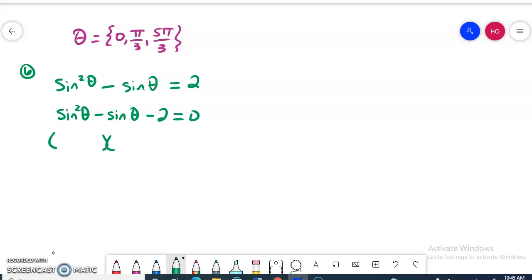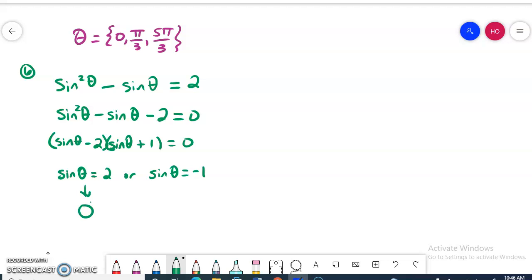And now I have the trinomial in sine theta. It has to be a 2 and a 1. I'm going to need minus 2 plus 1. So my two options are that sine theta equals 2 or sine theta equals negative 1. Now, this one is a no solution. Sine cannot be 2. 1 is the biggest it can be. Remember, we're talking unit circle. The radius is 1. So that part of it is no solution. The only place sine is negative 1 is at 3 pi over 2. Okay, so think about that.